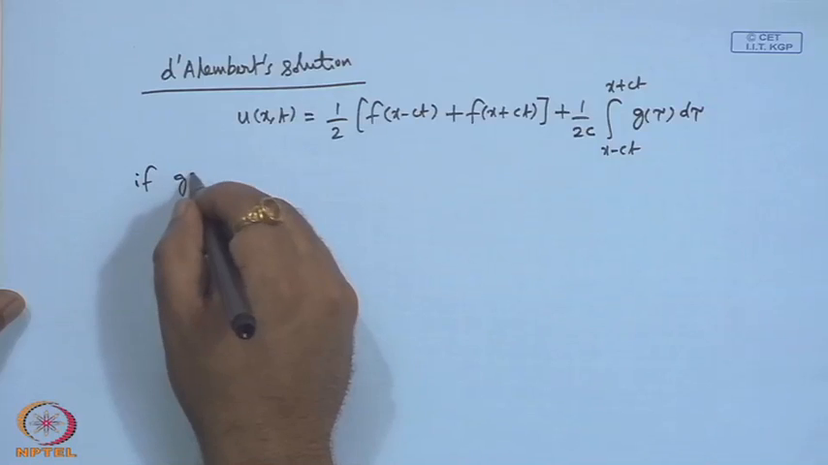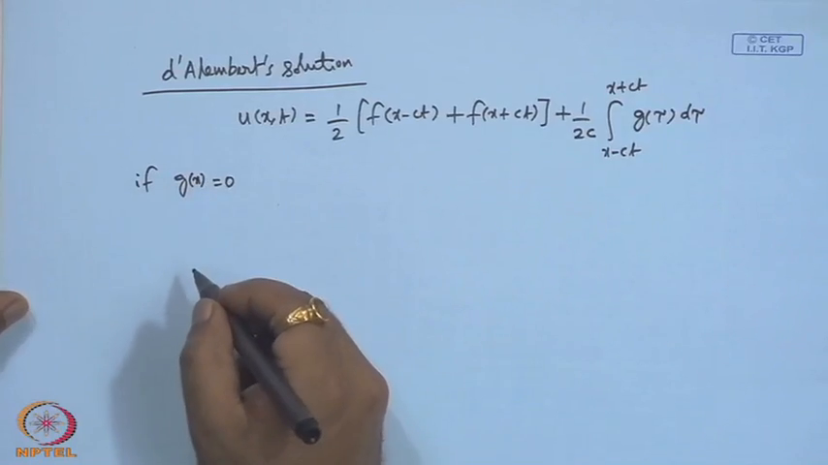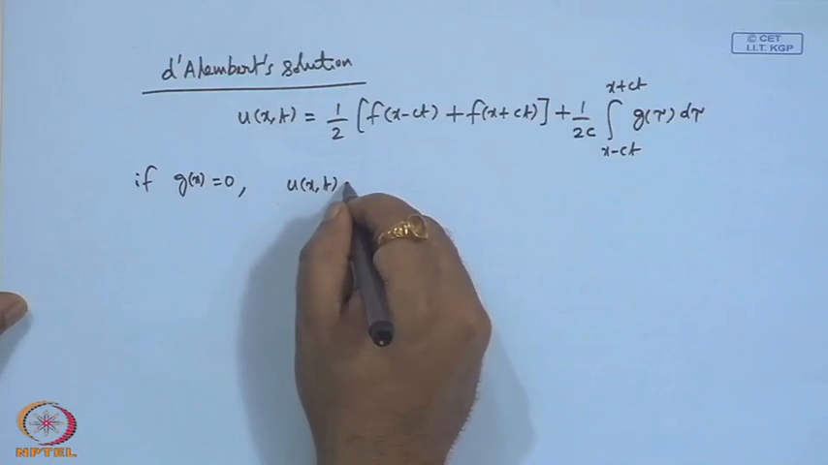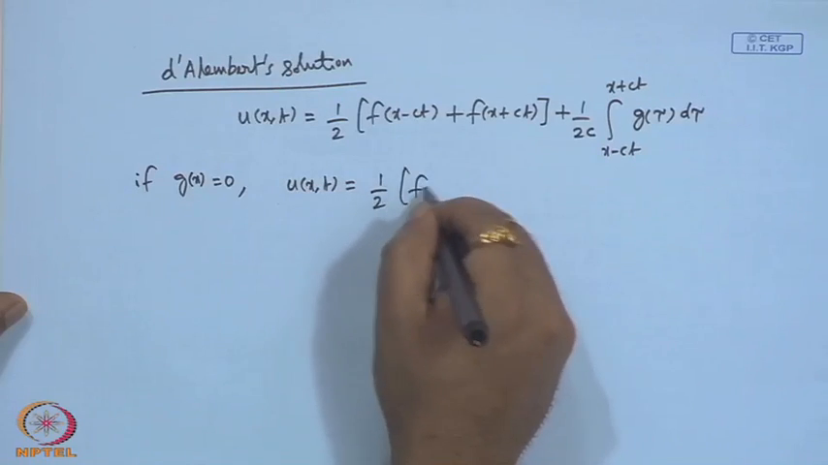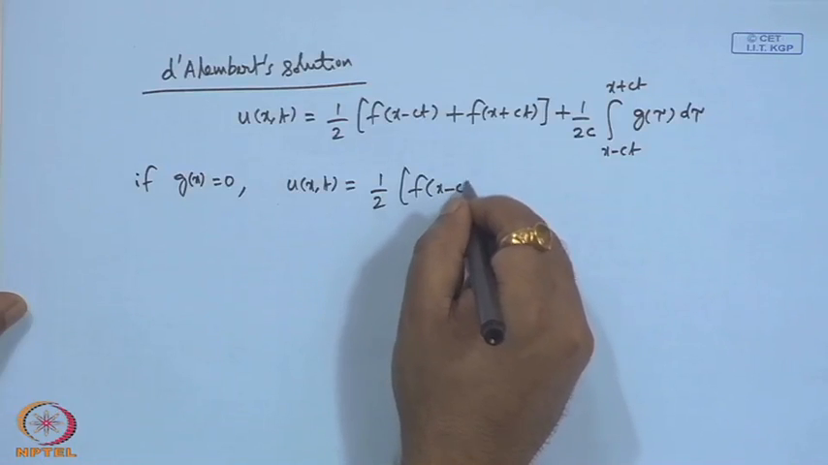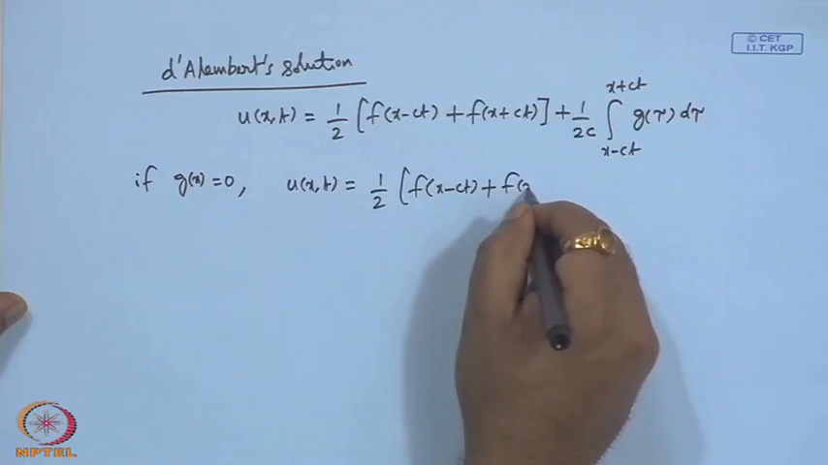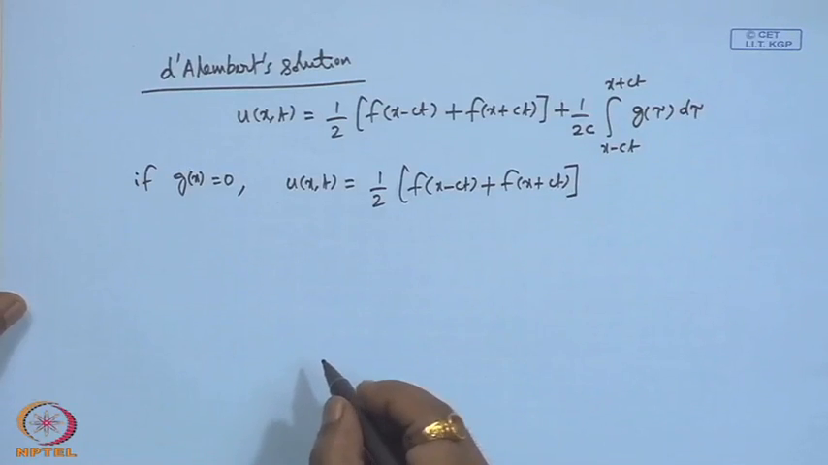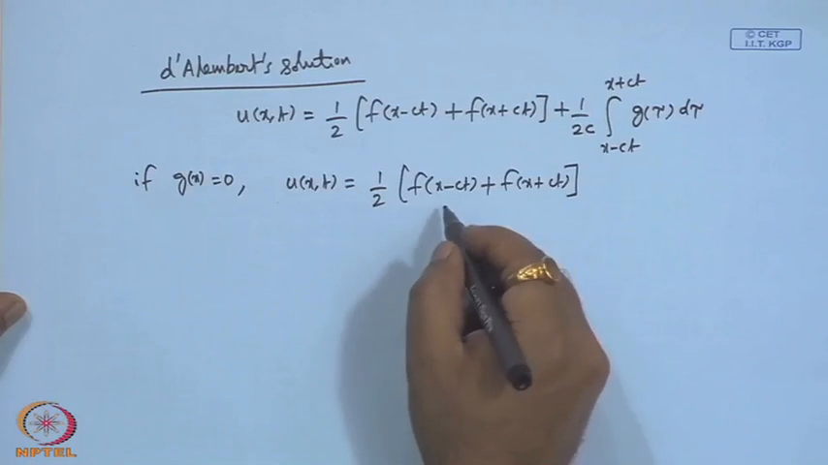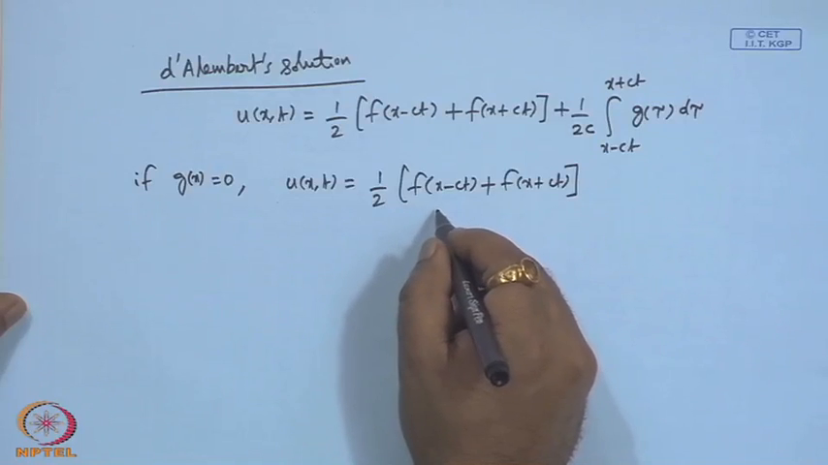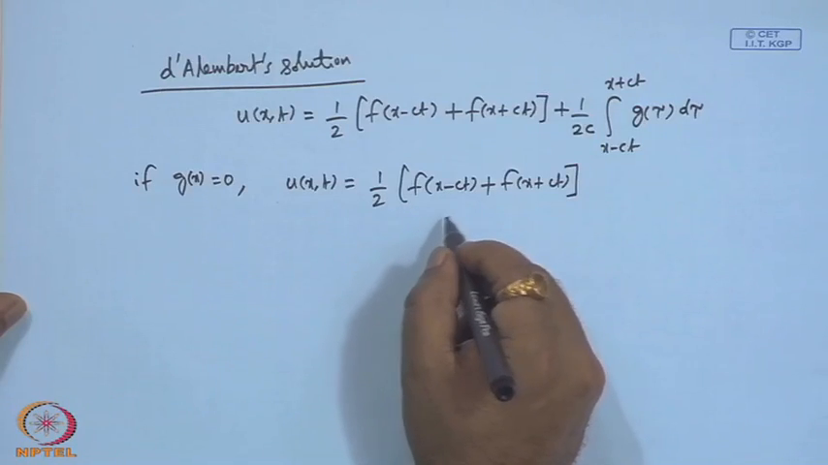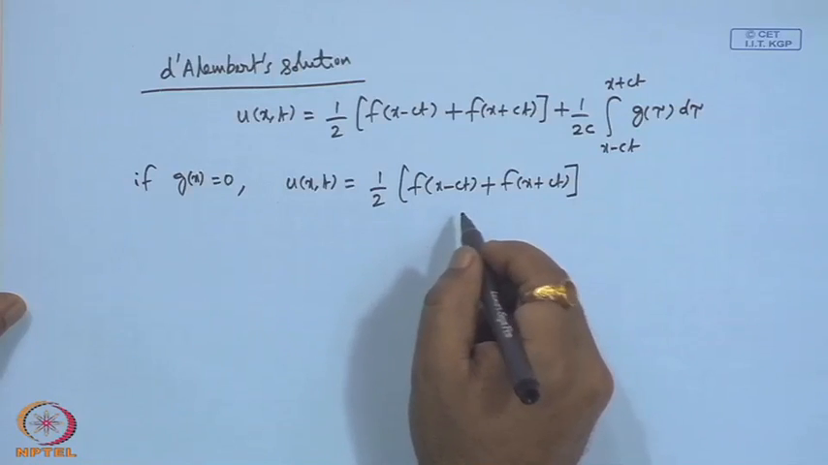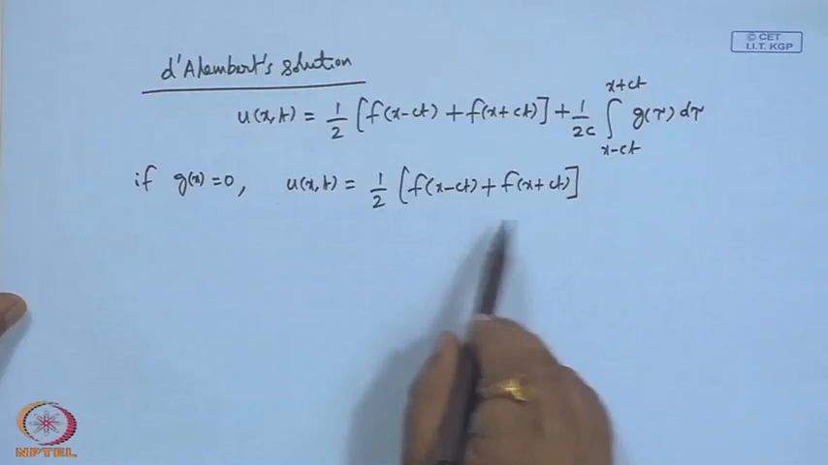If g of x is 0, that is, initial velocity is 0, then u of x, t would be the following solution. So, this represents two waves, each equal to f of x by 2 with speed c, one to the left and one to the right.